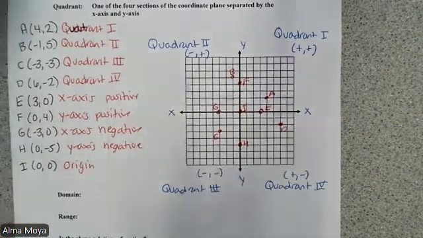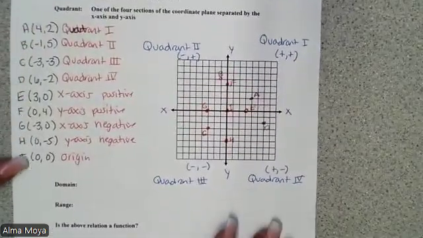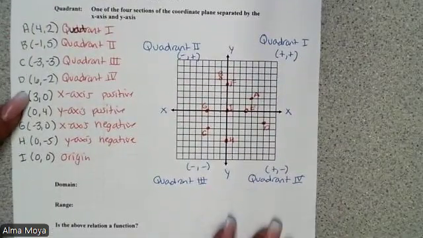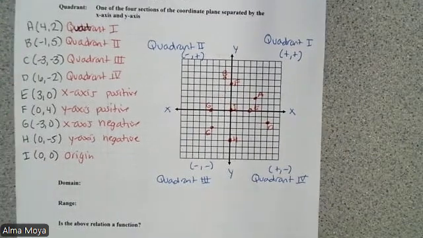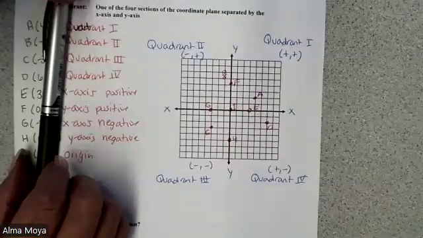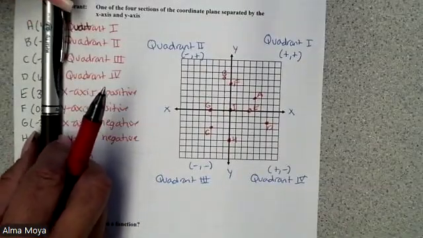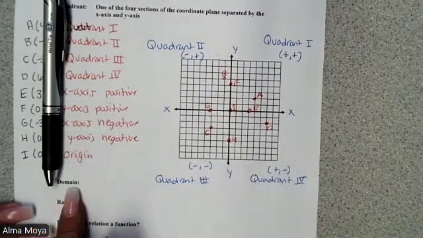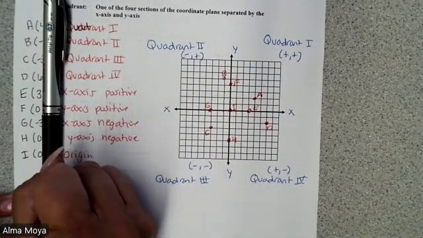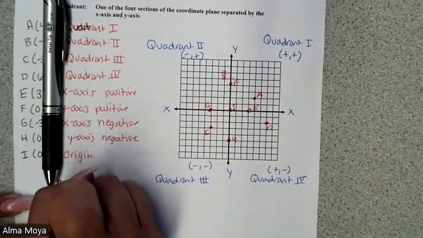Next, it's asking for the domain. Now the domain is going to be all of these X values, okay? So I'm only going to look at the X. Let me cover up my Y values. So for the domain here, this is also the input or the X values.